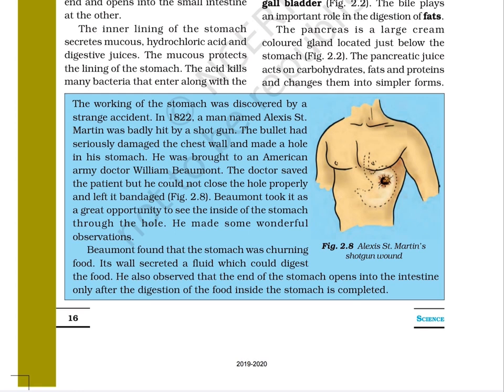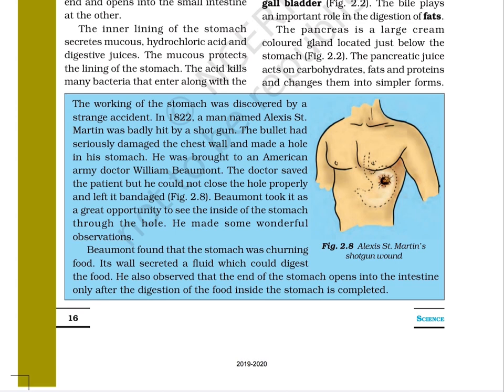The working of the stomach was discovered by a strange accident. In 1822, a man named Alexis Saint Martin was badly hit by a shotgun. The bullet had seriously damaged the chest wall and made a hole in his stomach. He was brought to an American Army doctor, William Beaumont. The doctor saved the patient, but he could not close the hole properly and left it bandaged. We can observe this in figure 2.8.